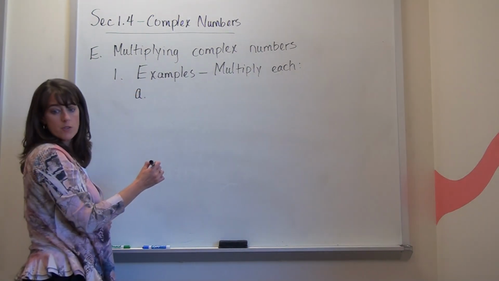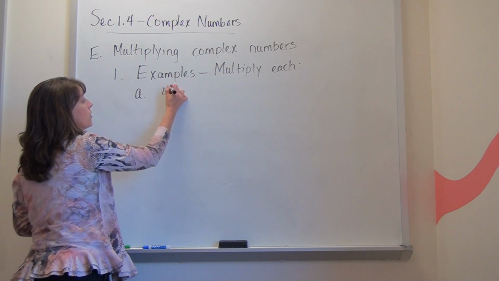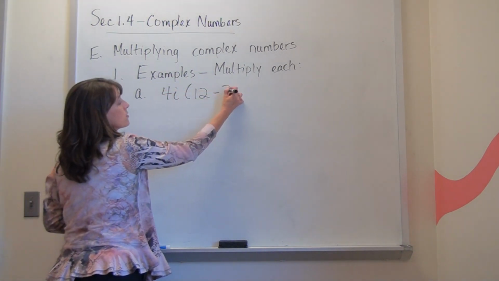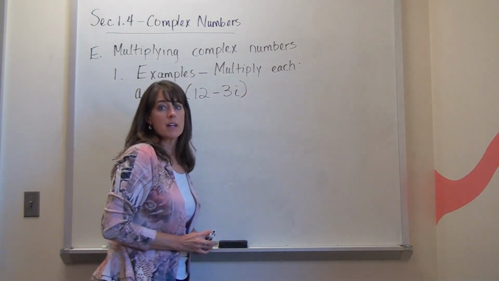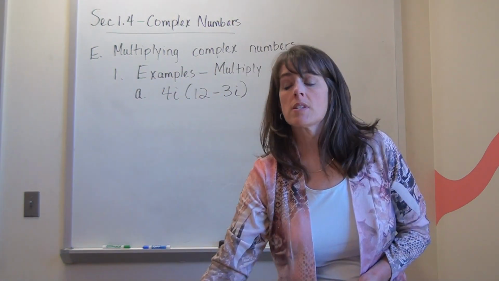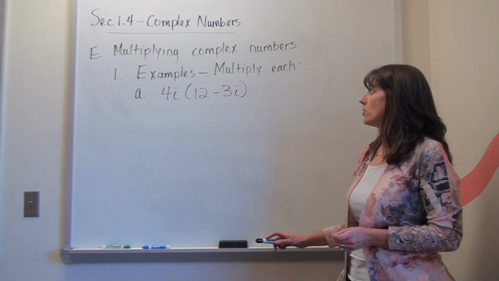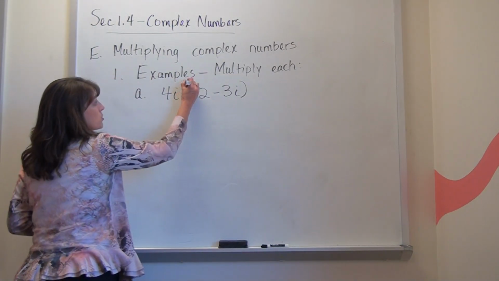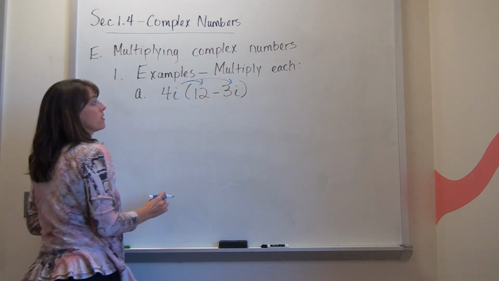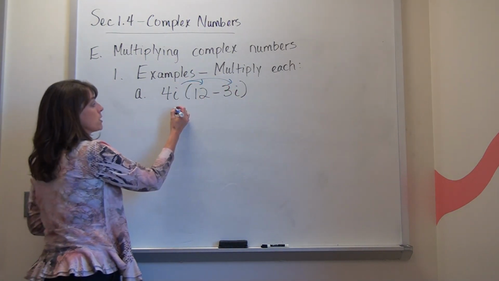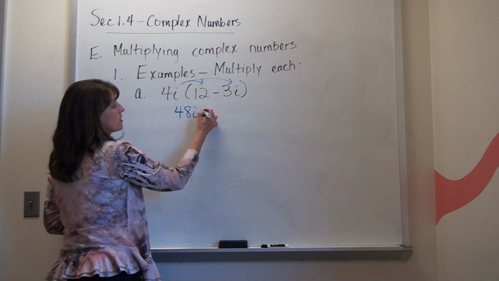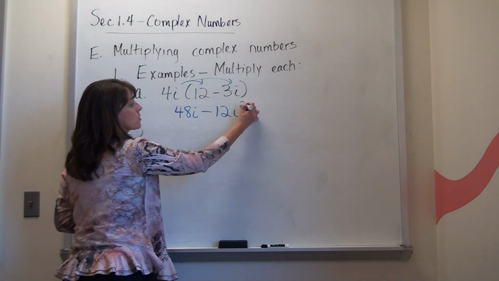And let's take first a 4i times a 12 minus 3i. If that i was a variable, let's say for instance if it was an x, what would you do? Sure, you would distribute the 4i through. So that's exactly what I'm going to do. We distribute the 4i here, distribute the 4i here. 4i times 12 is going to be a 48i. And 4i times a negative 3i is going to be a negative 12i squared.